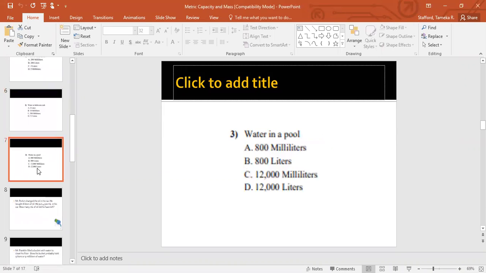All right, and the next one, water in the swimming pool. All right, ooh, I can't wait to go swimming. Would it be 800 drops, 800 milliliters? Probably not. Would it be 800 liters? Maybe. Would it be 12,000 milliliters? No. Or 12,000 liters? I would say that the best answer would probably be 12,000 liters.